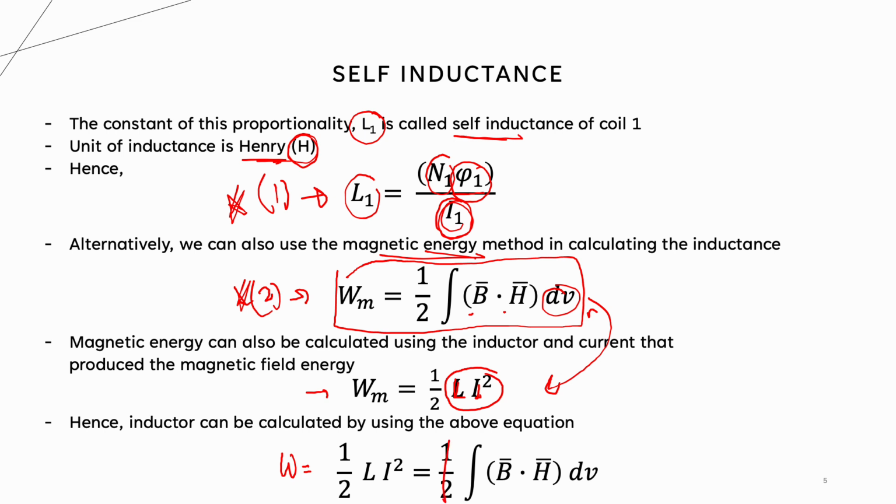So if we want to determine the value of L, it can be written as L is equal to the integration of B dot H dV divided by I squared. So there are two methods. One, you can use this formula, and another one, you can use this formula. It depends on which formula you want to use. You need to look at what kind of information you have. Let's say the flux is given to you, then you can straight away use this equation, right?